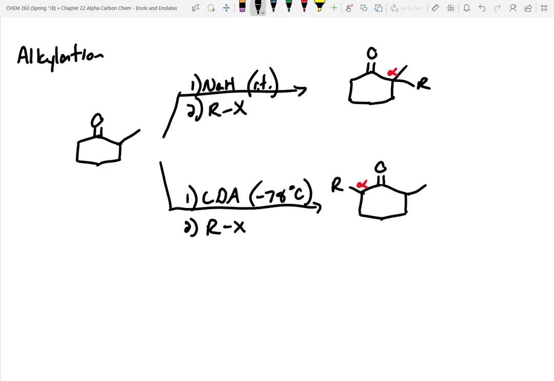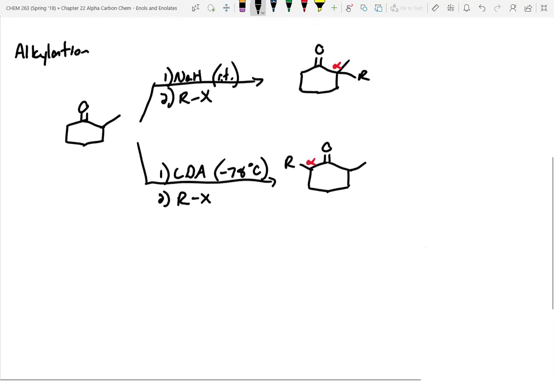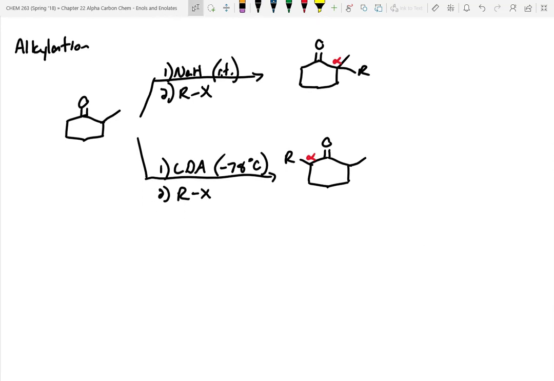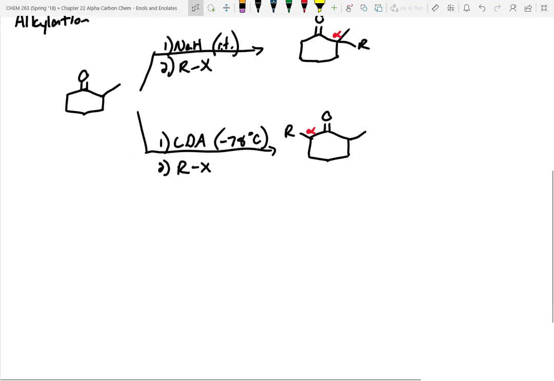And it's important to remember this is SN2, so it can't be tertiary, and it shouldn't even be secondary for that matter. Secondary will favor E2. All right, so that was one of our alkylation strategies. We've got a few more, though, that we covered.